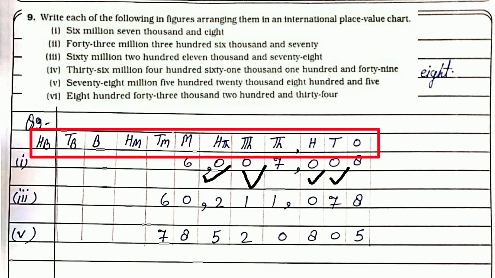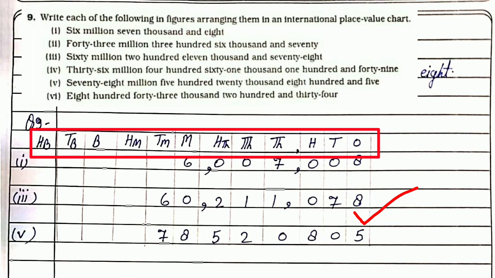Now in the third part, 60 million is given, so in the 10 million place we will write 6. Then 211,000 is given, which means in the thousand family we will write 211, and then 78 is given, so we will write 78 here. This place and this place, the hundreds place and the million place, are empty, so we will write 0. So the required answer is this.